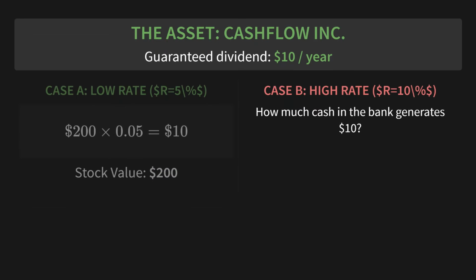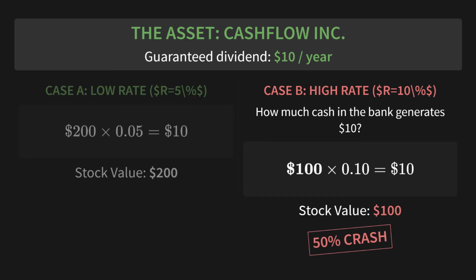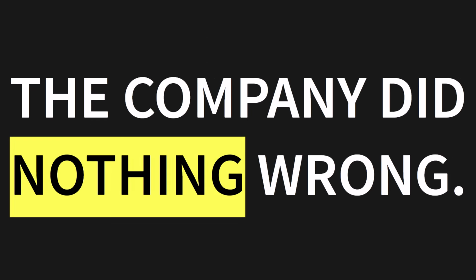Simple. But now, case B. The Fed chair walks to a podium, taps the microphone, and announces a rate hike. Rates are now 10%. The bank is paying you double what it was before. Let's ask the same question. How much cash do you need in the bank now to get that same $10 return? The math is even easier. $100 times 10% equals $10. So now, the stock is only worth $100. The stock price just experienced a 50% crash.